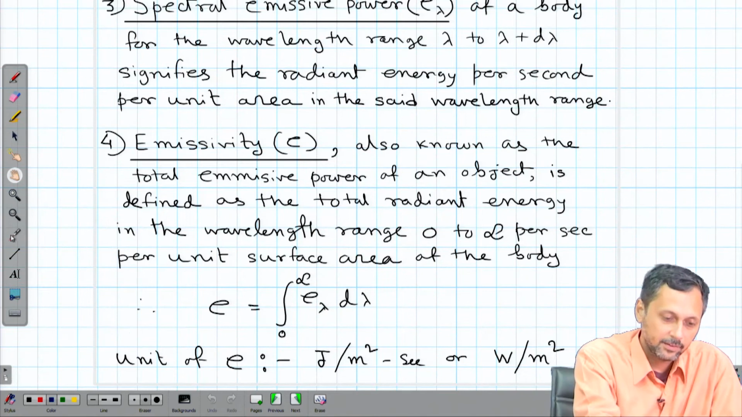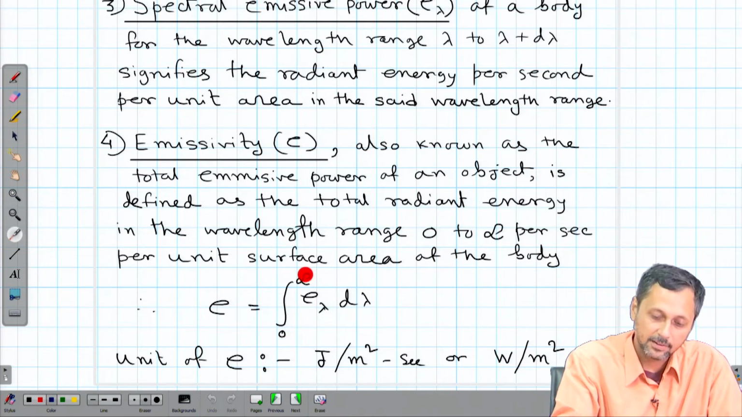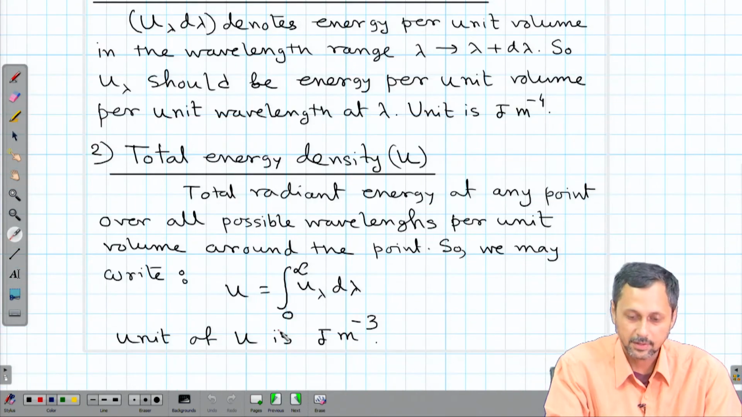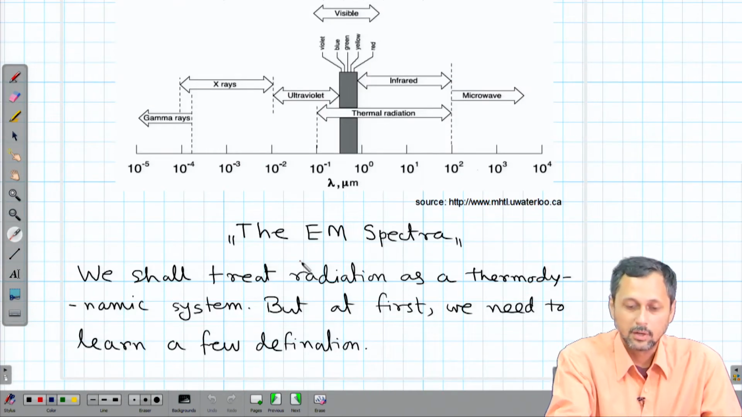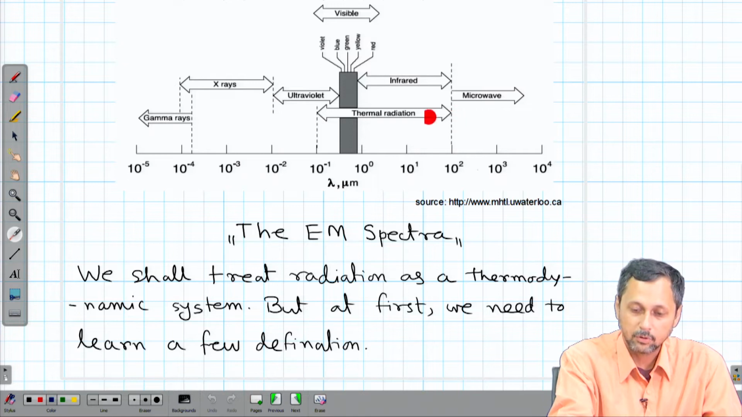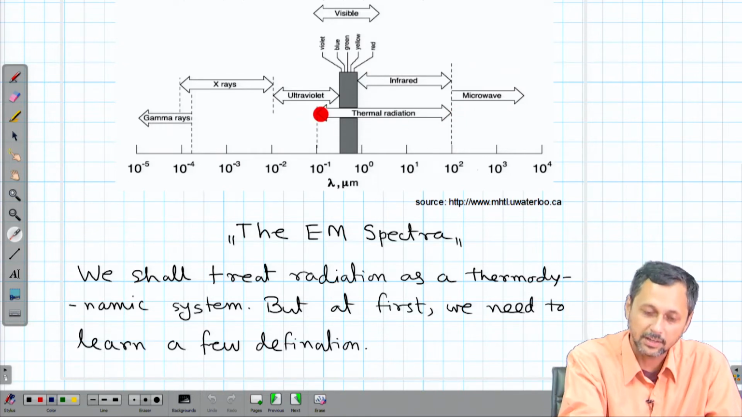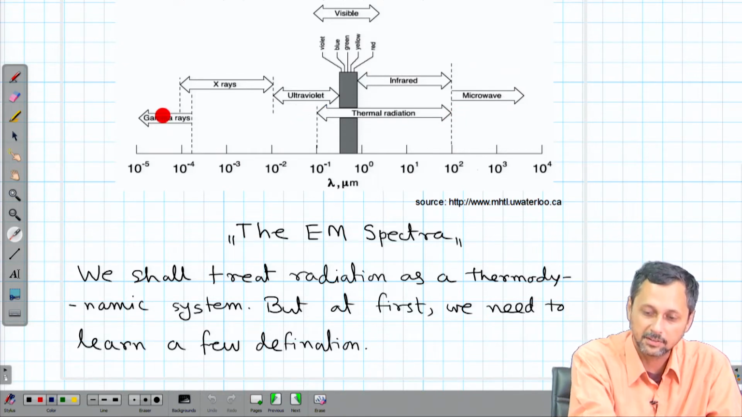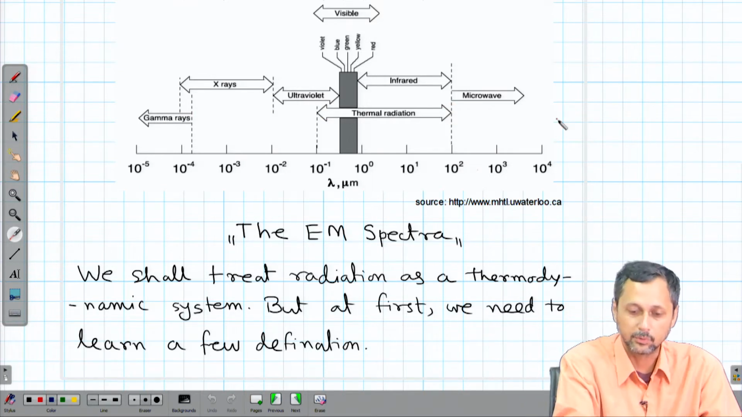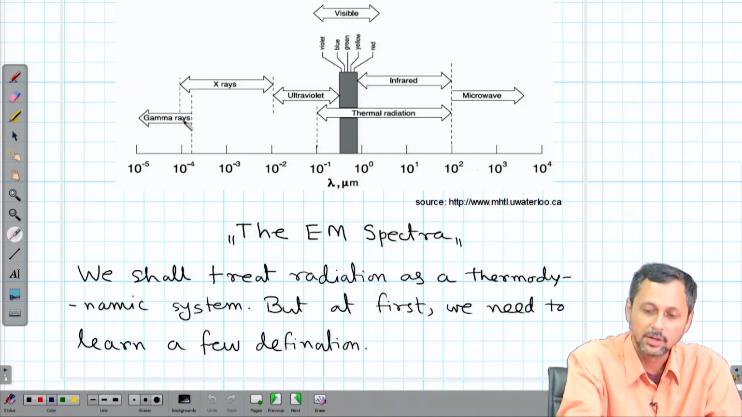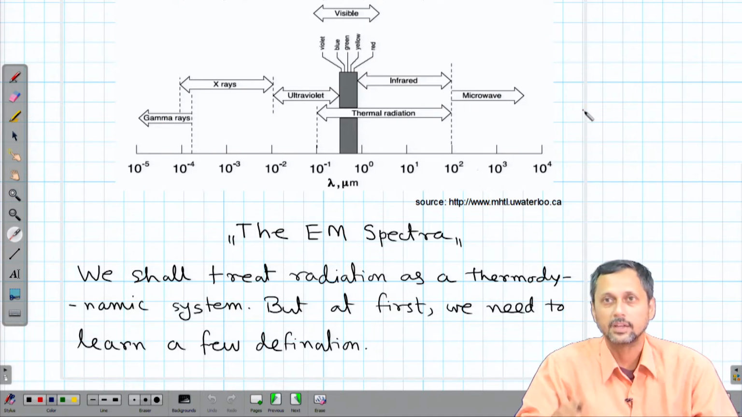Remember, understand this, that in both cases the integration limits are 0 to infinity here and here. So, that also tells us that although typically the thermal radiation falls inside this range, we can in principle have thermal radiation in this and this ranges as well. So, this is your wavelength towards 0 and this is your wavelength towards infinity.